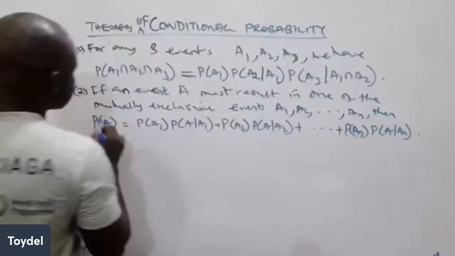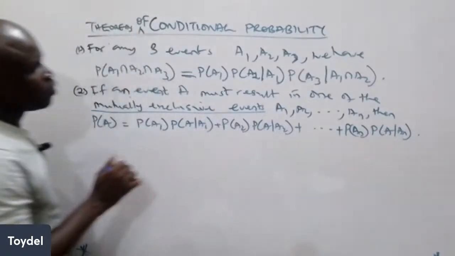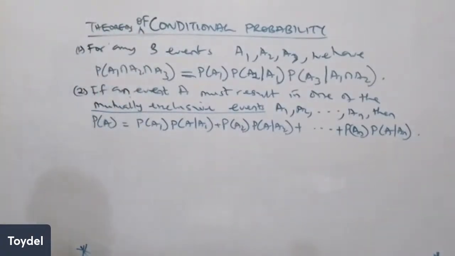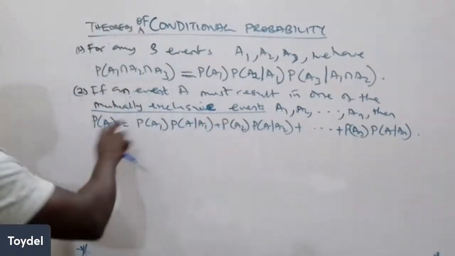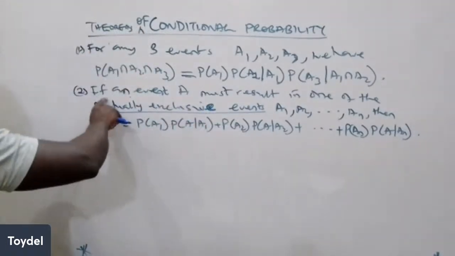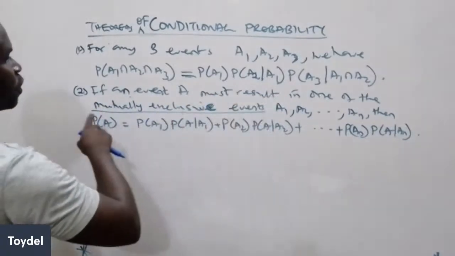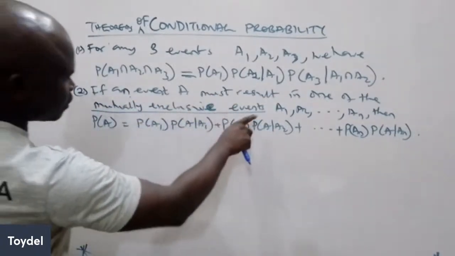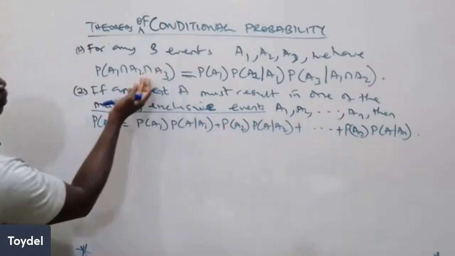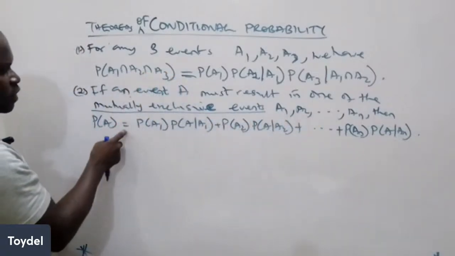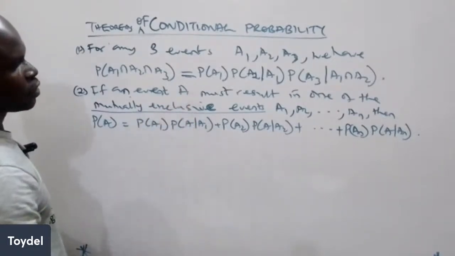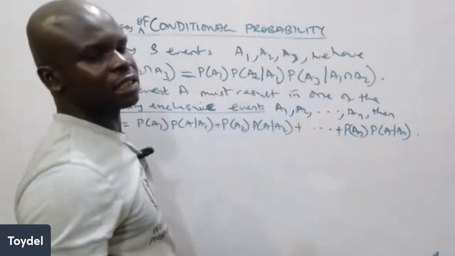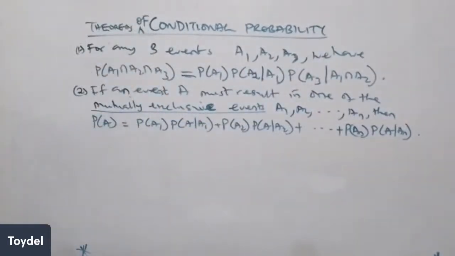Now, in the case of mutually exclusive events, two events are said to be mutually exclusive if the occurrence of one does not affect the other. That's why we talk about mutually exclusive events. So if an event A must result in one of the mutually exclusive events, let's say we have 3, just like a generalization of what we have, probability of A is going to give us probability of A1 multiplied by probability of A given that A1 has occurred, plus A2 up to the last event that we have. So we should take note of that.